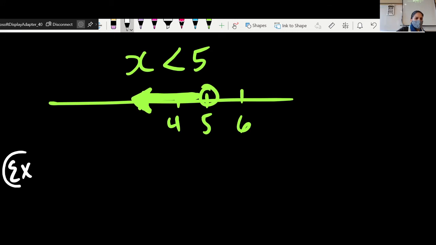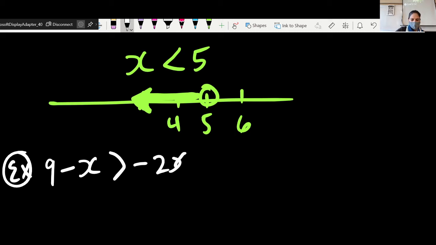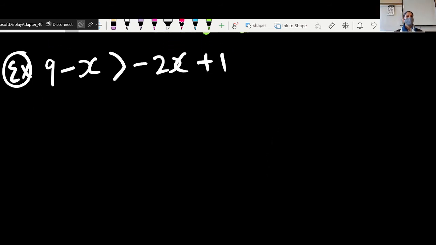We just did a one-step inequality, but now we're going to throw in some other stuff. How about if we have 9 minus x is all greater than negative 2x plus 1. We've still done stuff like this before. There happens to be an inequality. It says it's greater than here, right here. But other than that, we treat this the same way as we would if it were just an equal to sign. So what should I do first?